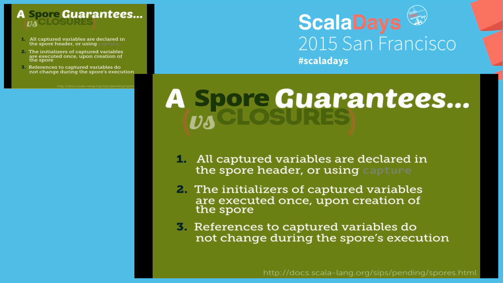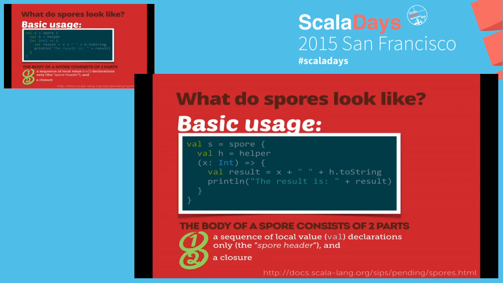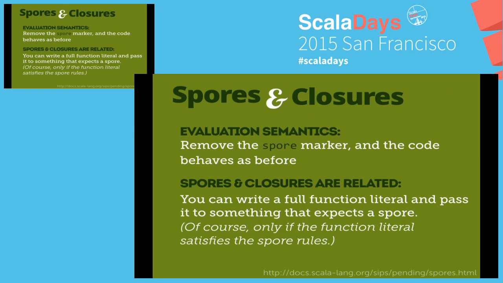And as I said, references to captured variables do not change, right? So another important note about this: we're not doing any sort of magical transformations here. If you remove the spore marker on this block here, so if this is just the same code but without the spore, the evaluation is exactly the same. We don't do any magical transformation.